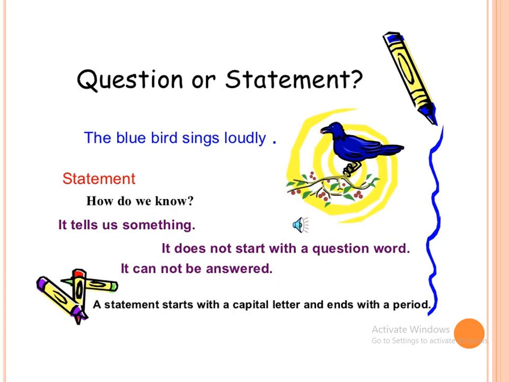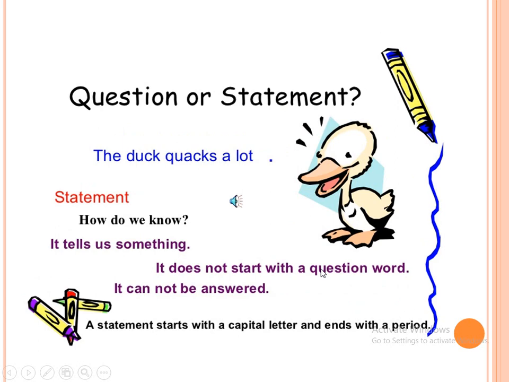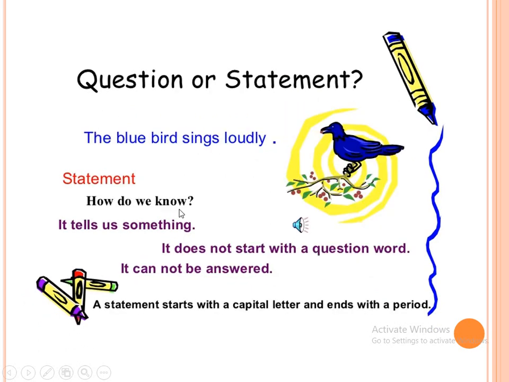The last one here. The blue bird sings loudly. The blue bird here, is it a question word? No. Is it a noun? What are the nouns? People. Animal. Yeah, a bird here, it's an animal. Very good. So it's a noun.